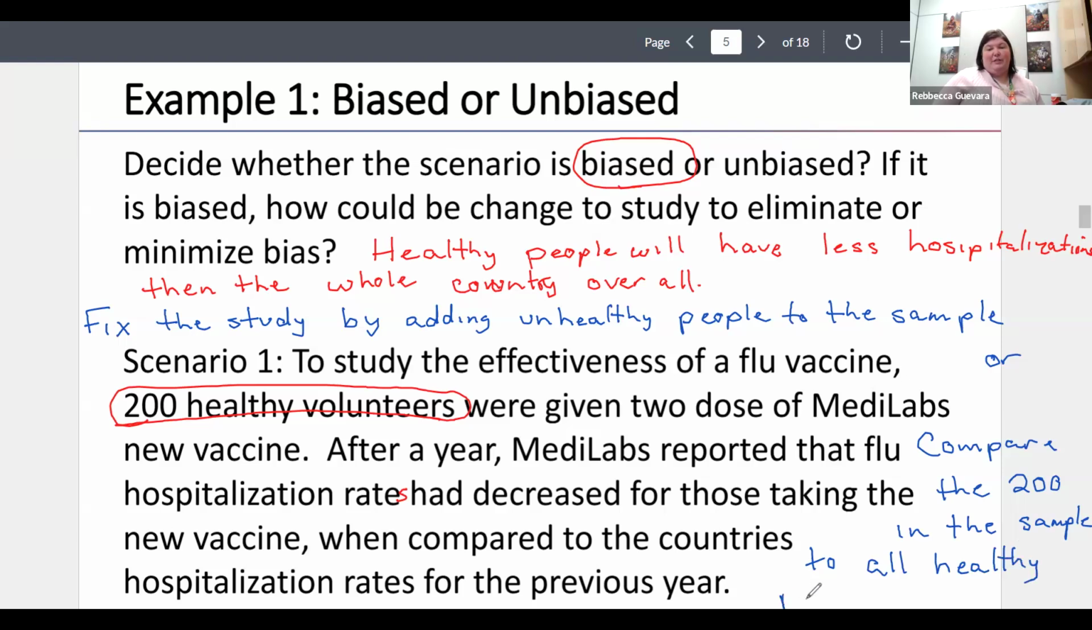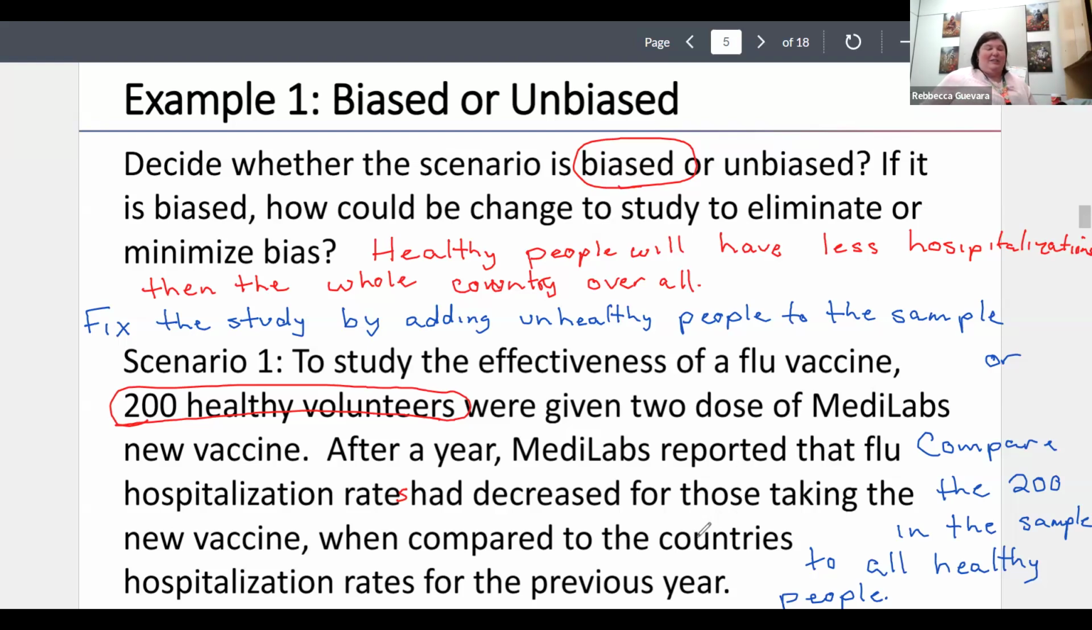This would probably be a better way to do it. So instead of saying this is the hospitalization rates of these healthy people, like once again, what is the definition of healthy? I don't know. But we can compare these healthy people instead of just to the country altogether, but compare it to just other healthy people. So we look at all the healthy people who are recorded as healthy going into the doctor, look at their hospitalization rates, and compare it to people who were in the study.